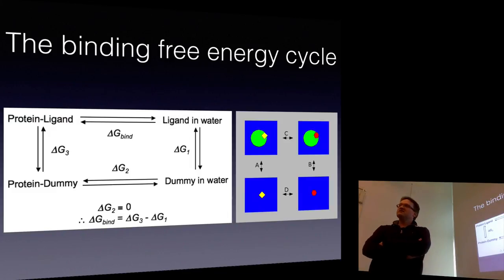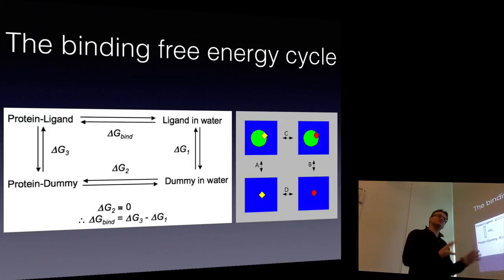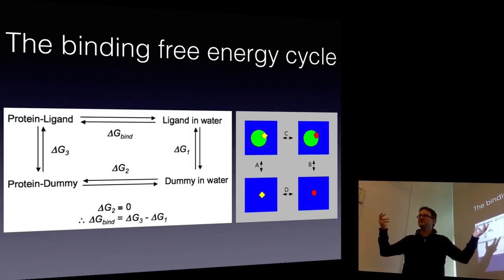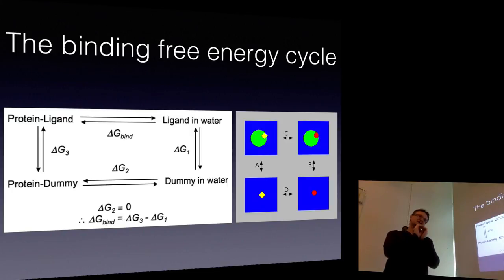No, if the simulation was infinitely long, the result would be the same. So the only reason for doing this is if it is somehow more efficient. The problem with this pulling is that I was moving the entire system. When I was pulling the ligand out, I was also pushing the water out, I was creating heat.